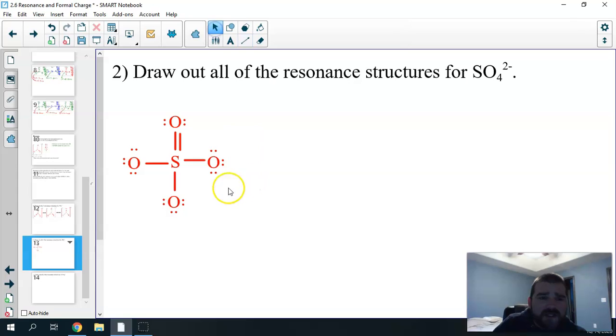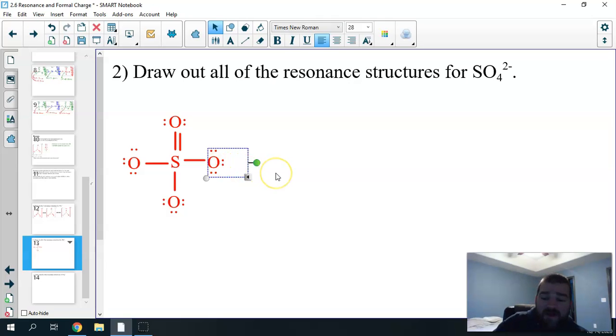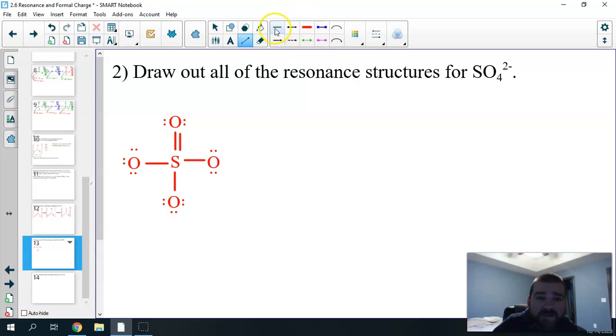So let's do it. Where do you want the second double bond to go? I don't know. It doesn't matter, right? It really doesn't matter because they're all the same. So let me just do it on the right one, I guess. That'll work. And there we go. Let's check formal charge one last time. Sulfur in the middle: 6 valence electrons minus 6 dashes. Awesome. That's 0.